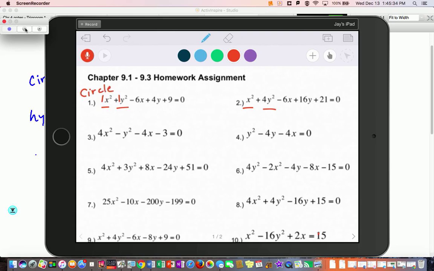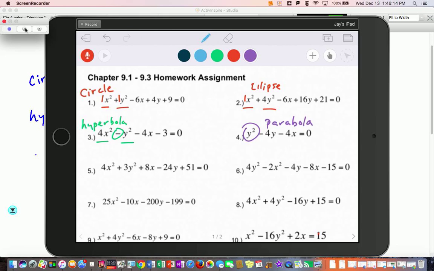The second equation, they're different. This one would have a 1 and this one is a 4. When they're different, you're dealing with an ellipse. Number 3, there's x squared and y squared, but it's important to notice that one of them is negative. When one of them is negative, you're dealing with the hyperbola. And the last one, there's only one variable being squared. When only one variable is being squared, you're dealing with a parabola.